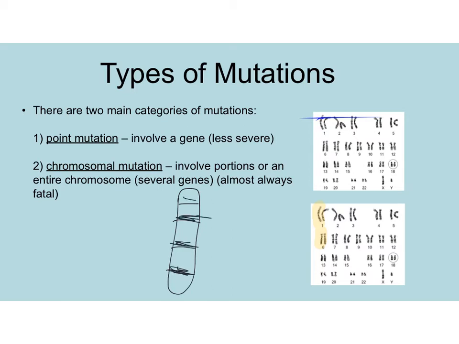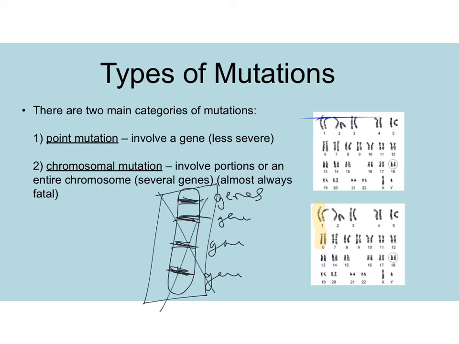These little black dots represent genes, so it codes for them. That's a gene, that's a gene, that's a gene. So if you have an entire chromosome that has an error in it, you're going to have this gene with a problem, this gene with a problem, this gene, this gene. You're going to have lots of different proteins that are going to be off.